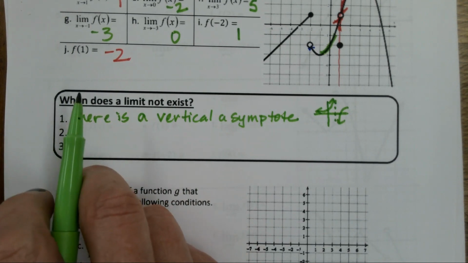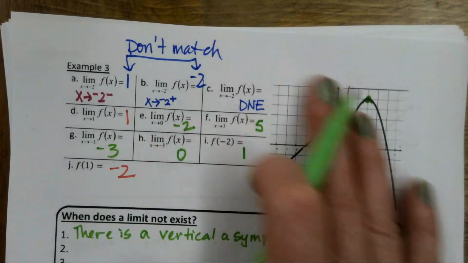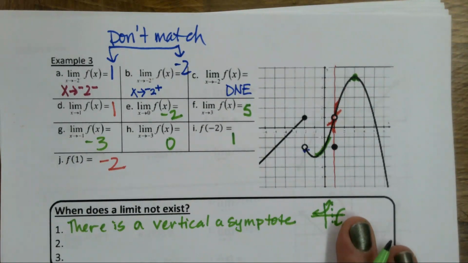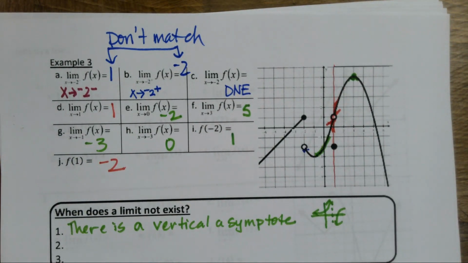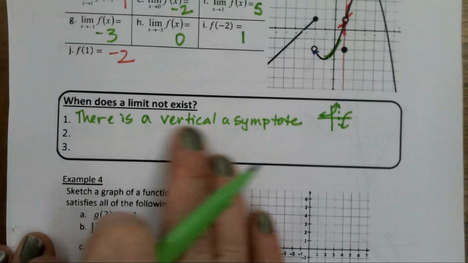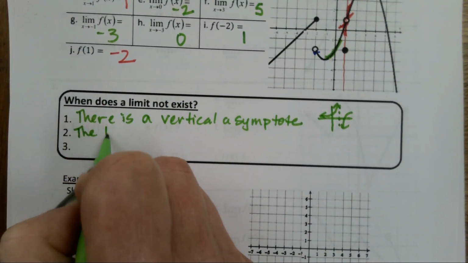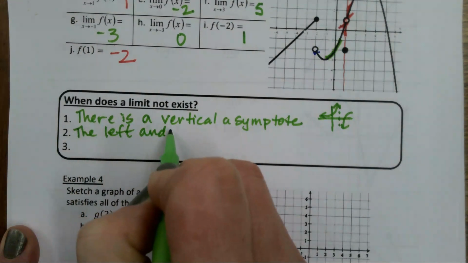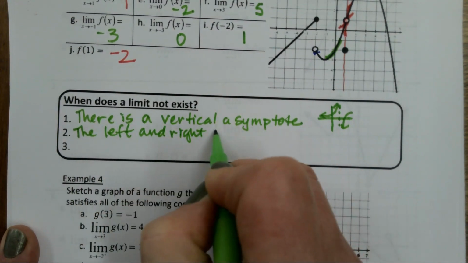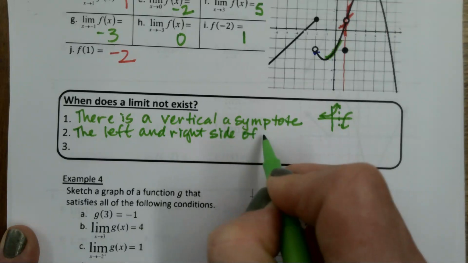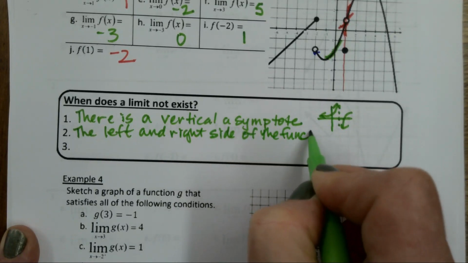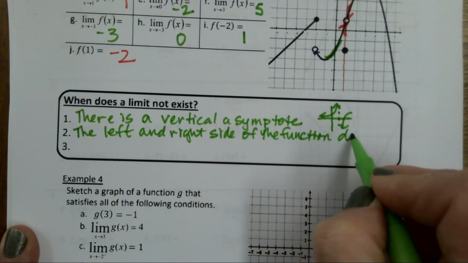A limit also does not exist in how we saw it here. Where did I have a limit that didn't exist? That was at x equals -2. And why didn't it exist? It didn't match on both sides. So I have a limit that does not exist if the left and right side of the function don't meet up.